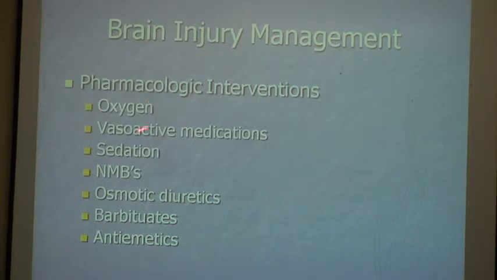The problem with too much oxygen is that what we're dealing with up here in the brain is the inflammatory cascade, and oxygen free radicals do really bad things in that cascade. And so we want to keep their oxygen normal, but not necessarily hyperoxygenate them.